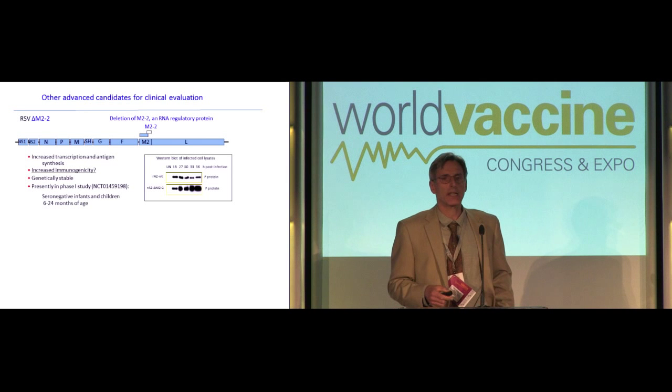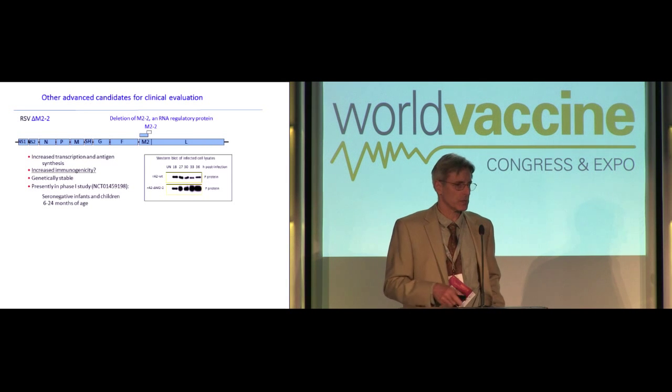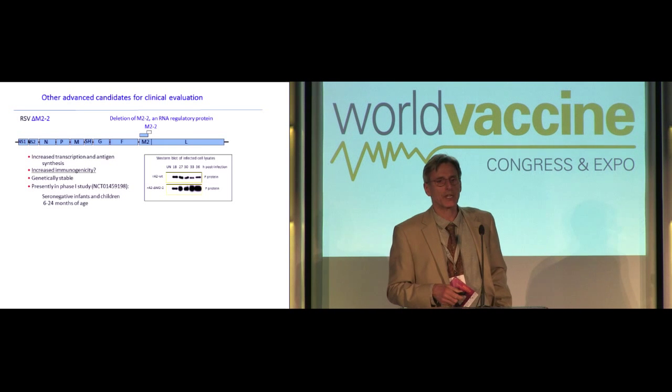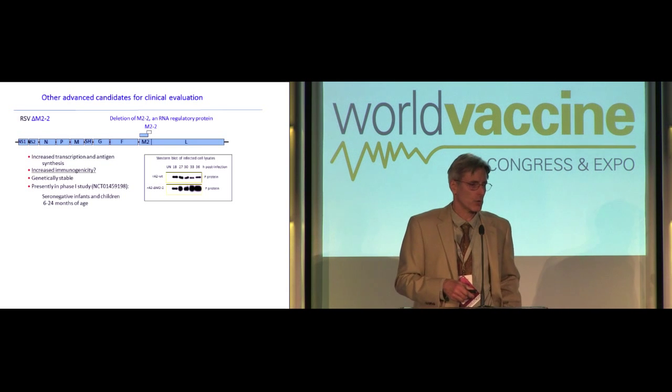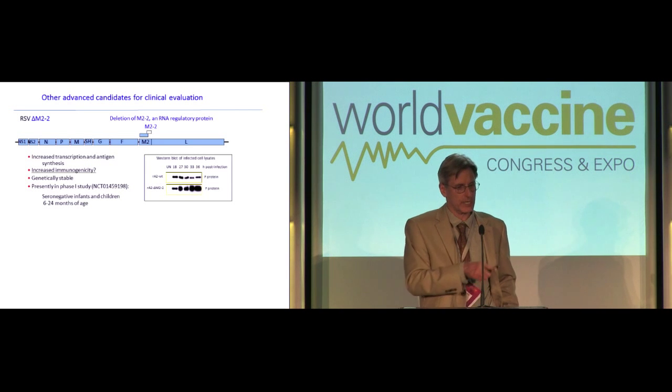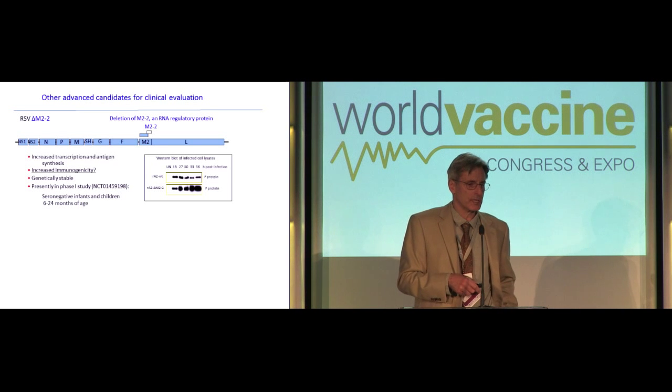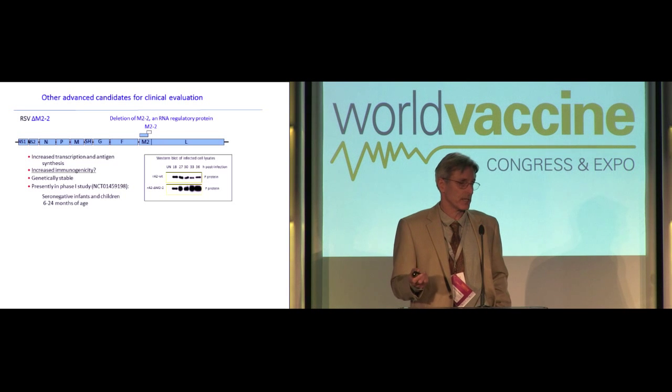We also have other candidates that are moving into the clinic this year. So this virus involves deletion of that open reading frame over there on the top in the middle called M22, which encodes an RNA regulatory protein. So when we delete this, we get increased transcription and increased antigen synthesis, and that could be seen in the box to the right, which is a Western blot, comparing synthesis of F protein by the wild-type virus on the top versus the mutant on the bottom, showing increased synthesis of F protein. So this may give increased immunogenicity.